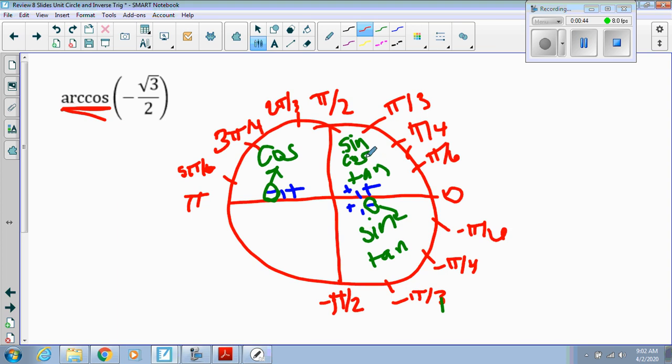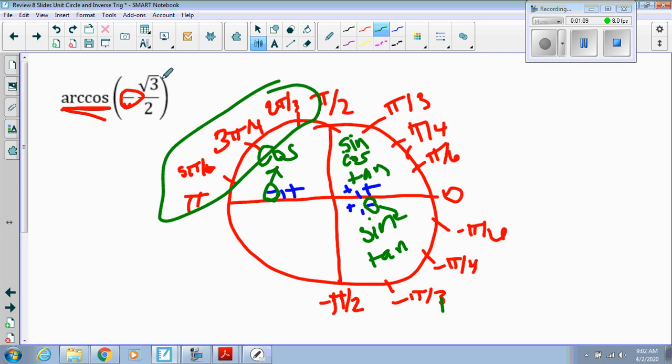If we're doing cosine, cosine's positive in the first and negative in the second. So it's going to go into the second quadrant. Tangent is positive in the first and negative in the fourth. So here we're looking at cosine, and we're looking at a negative value. So if we're looking at this negative value, it means we're looking at values here in quadrant number 2.